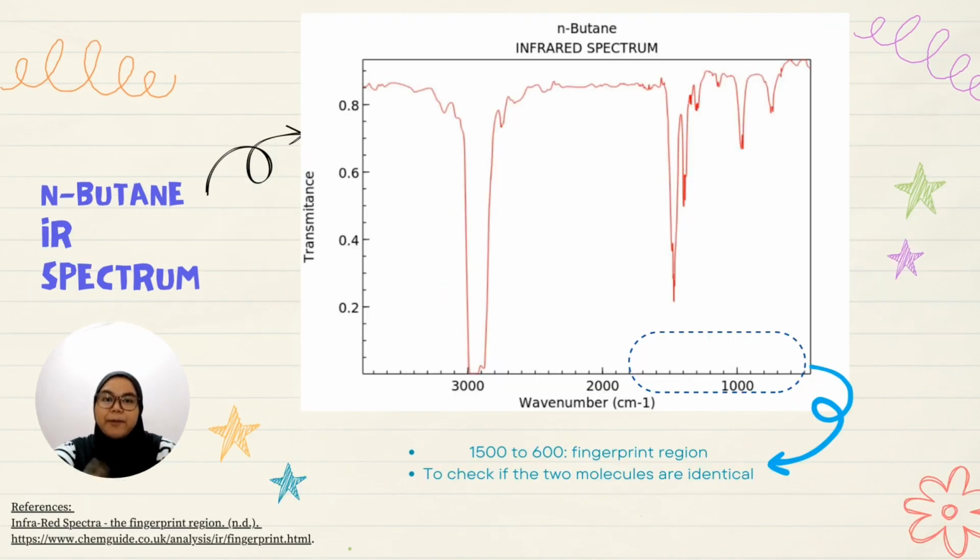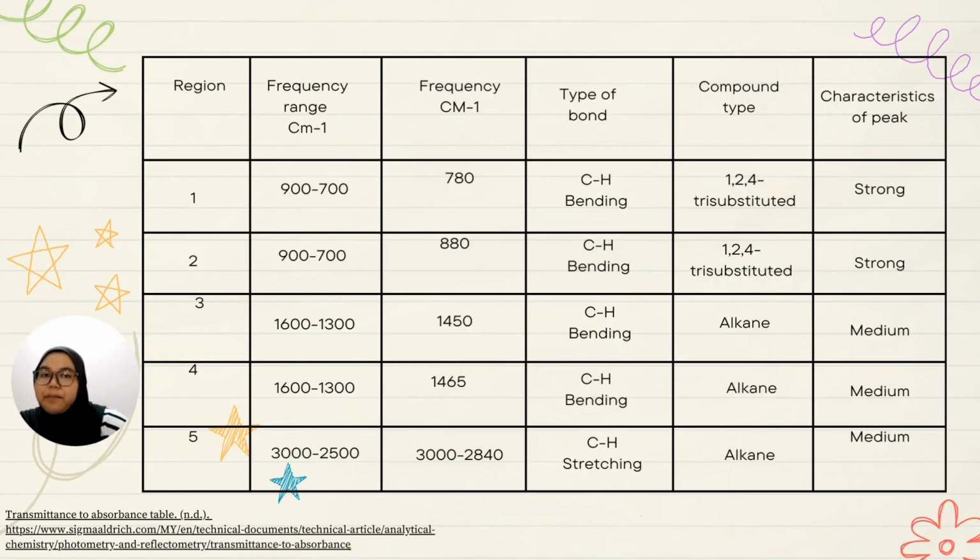As we can see here, this is the n-butane infrared spectrum, where n-butane is the isomer of butane. So if we want to know if any two molecules that we use are identical, we can look at the 1100 to 600 peak. It's called the fingerprint region. The fingerprint region must be the same if the two molecules are identical. So if we use two molecules that are isomers of the sample, it will show the same peak at the fingerprint region. So this is the peak explanation.